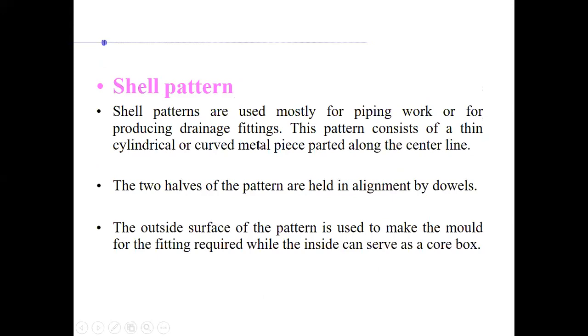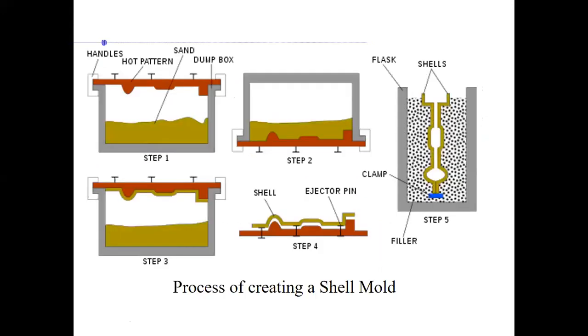Now you see shell pattern. This is quite commonly used, and they are mostly used for piping work or for producing drainage fittings, right? Municipal works, sanitation, etc. This pattern consists of a thin cylindrical or curved metal piece parted along the center line. The two halves of the pattern are held in alignment by dowels, right? The outside surface of the pattern is used to make the mold for the fitting required, while the inside can serve as a core box. I'll show you an example.